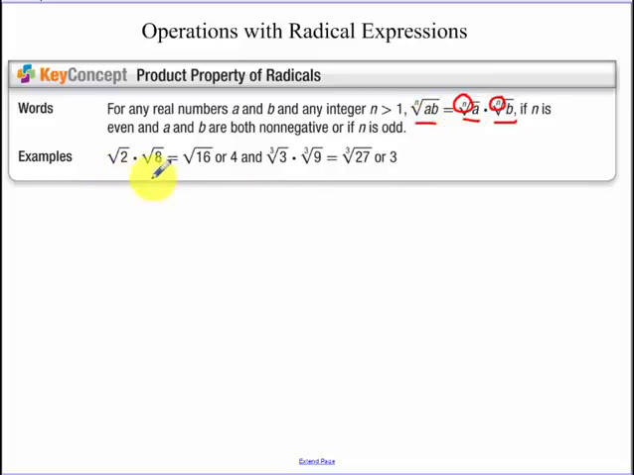Meaning, when we have the square root of 2 times the square root of 8, I can multiply those together under one radical and get 16 and simplify that to 4. And same thing with any of our roots, as long as those roots are the same.